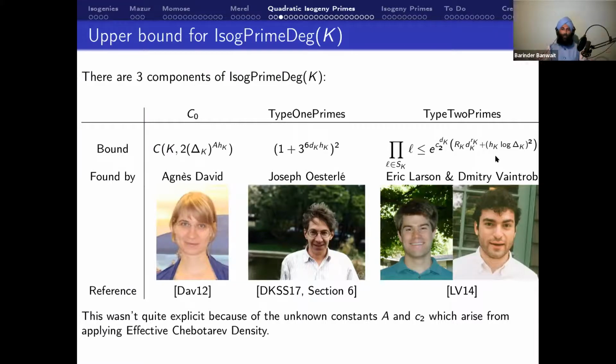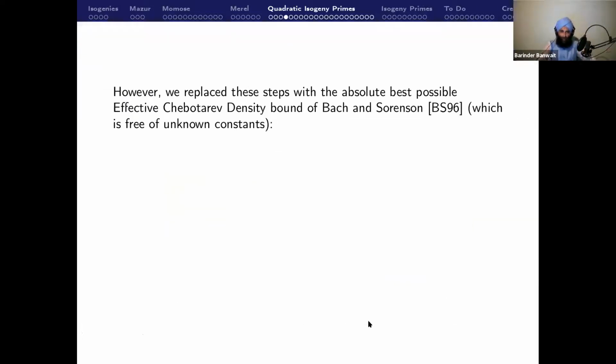This almost gives an explicit upper bound for the isogeny primes for a quadratic field. But it was ineffective for the same reason. And you might guess that this is coming from an application of the effective Chebotarev density theorem, which is indeed the case. There do, however, exist completely explicit versions of effective Chebotarev density.